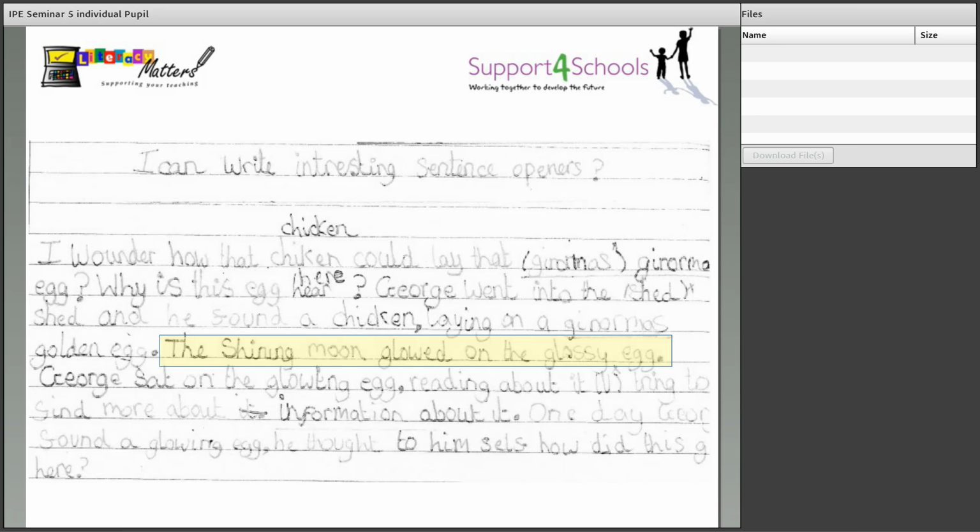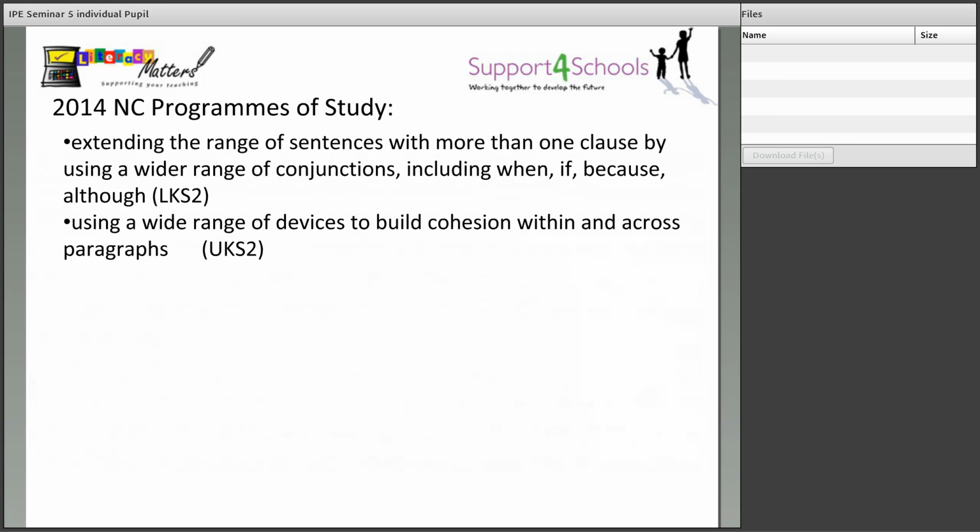Because we seem to move away from just focusing on putting more interesting words in there and looking at adjectives, but actually thinking about making the sentences more complex, because that's where the scores are. The better writers are the ones that are writing sentences that have more than one clause in them. And if you have a look at the programmes of study, they do talk about extending the range of sentences with more than one clause.